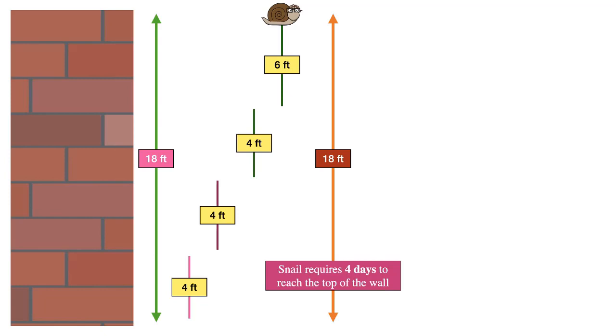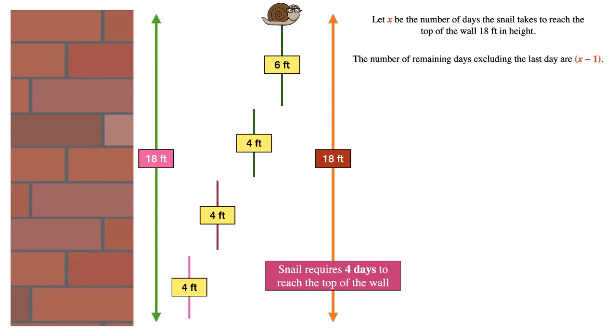Let me explain the alternate solution through an equation. Let x be the number of days the snail takes to reach the top of the wall, 18 feet in height. On the last day, the snail will reach the top by traveling 6 feet upwards and there will not be any question of slipping down. The number of remaining days excluding the last day is x minus 1. Since the snail climbs up 6 feet and slips down 2 feet while sleeping, it travels 4 feet upwards on each of these remaining days.